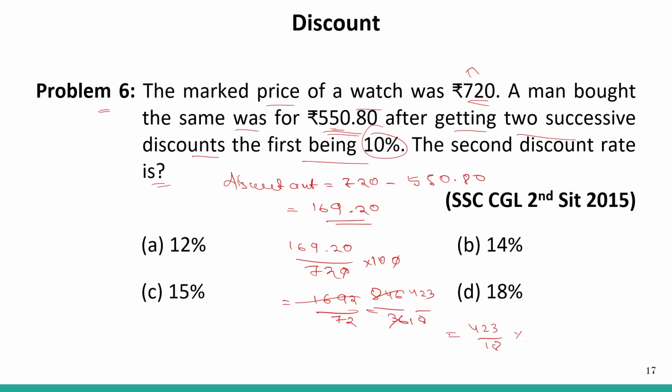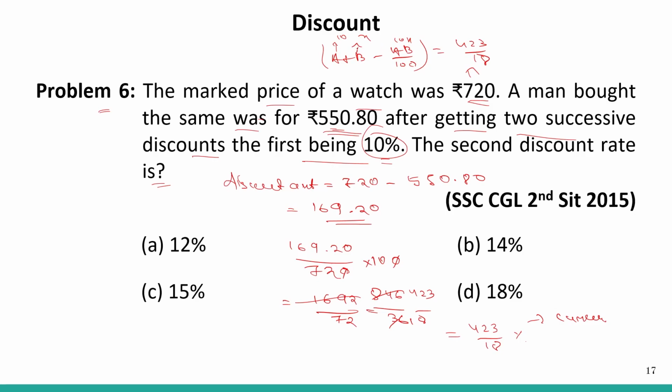Okay, so this much amount of discount is there. So this much is the cumulative discount. Then let's calculate what is the second discount, that is, after applying 10% discount, what will be the second discount. We can put the formula a plus b minus ab by 100. So we are given 10 here, and let the other be x, so it will be 10x. So this will be equal to 423 by 18, right?